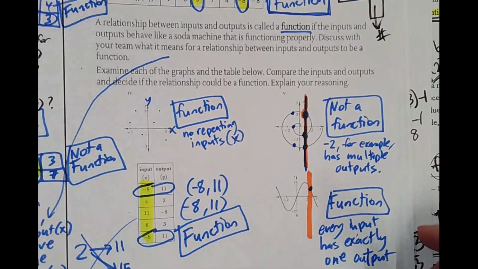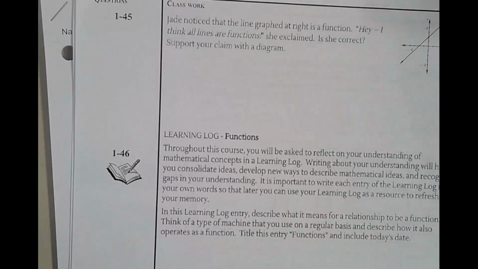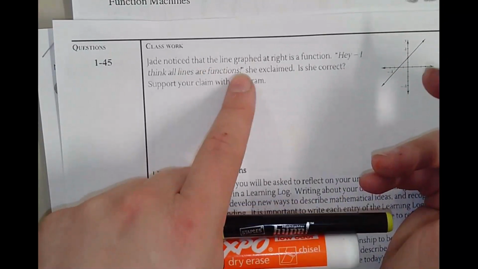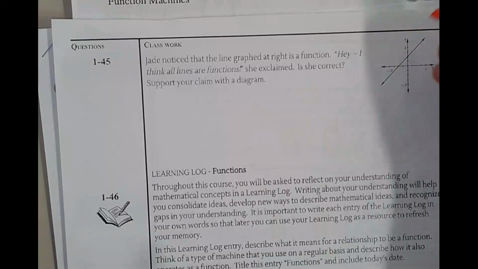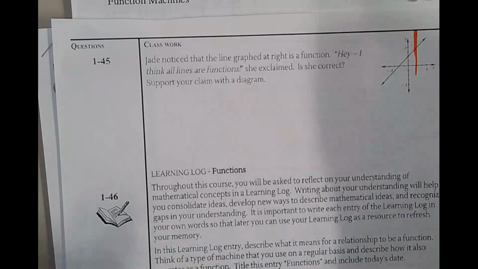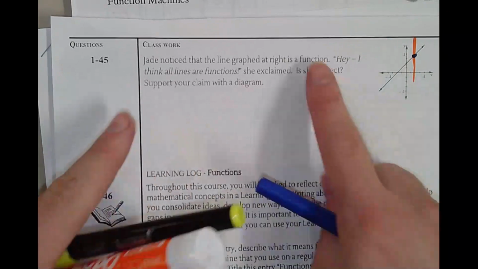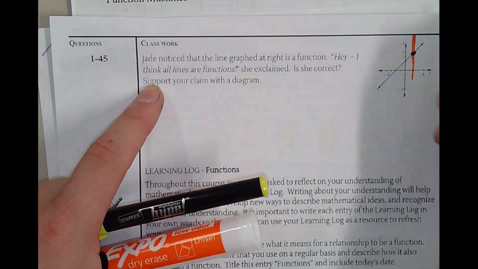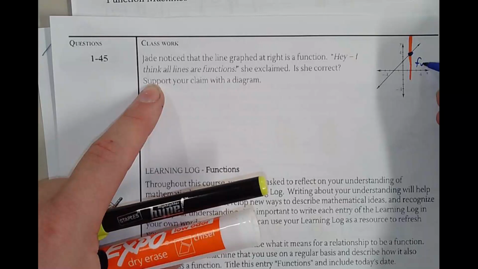Okay, let's flip over to the next page. Problem number 45. Jade noticed that the line graphed at right is a function. Why? Because it passes the vertical line test, right? If there's only one dot on that line, not two, but only one, then it's a function. So Jade says, I think that all lines are a function. First of all, is this a function right there? Does it only go through one point? Yes. You can say this is a function.